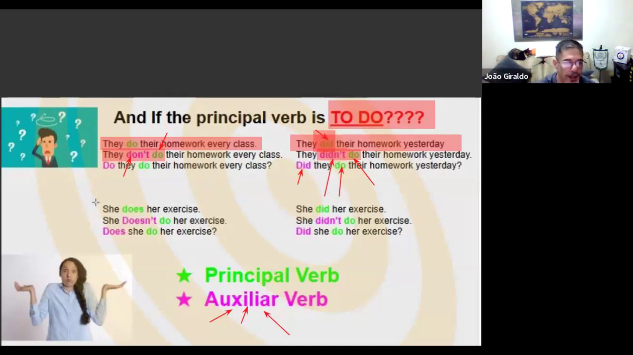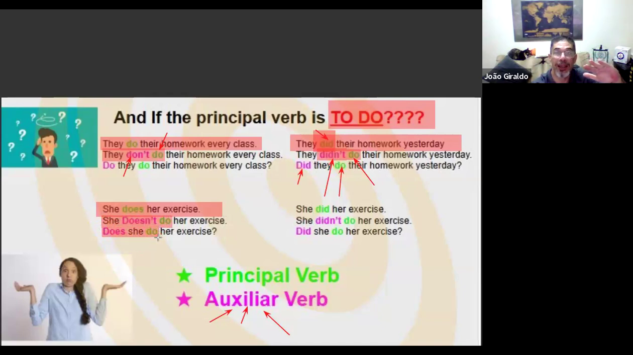Or another example here, in affirmative, in present: she does her exercise. Remember the verb variation, do becomes does for he, she, it. In negative, she doesn't: I use the auxiliary verb corresponding to he, she, it, and my verb returns to infinitive. She doesn't do. The interrogative, again, use the auxiliary verb does, my subject, and my verb returns to infinitive: does she do her exercise?